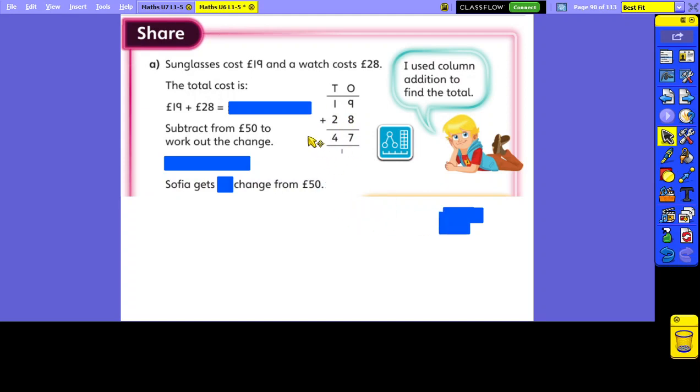So my answer here is going to be £47. But that's not the answer, is it? That's not the answer I'm looking for. The answer I'm looking for is how much change did she get from paying with a £50 note.